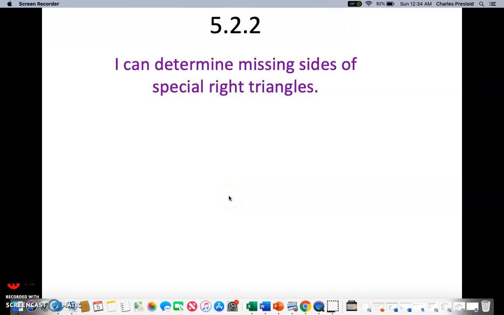All right, ladies and gentlemen, here we go. We're going to make this quick and simple. Well, not simple, but quick. Basically, we're finding missing sides of special right triangles. We're finding exact answers, meaning no decimals, by using a couple formulas we know.